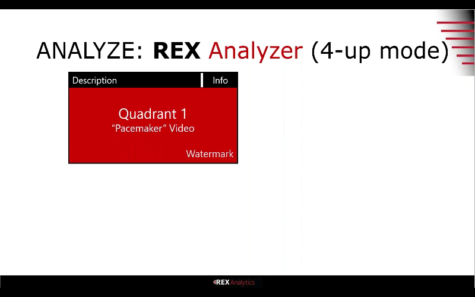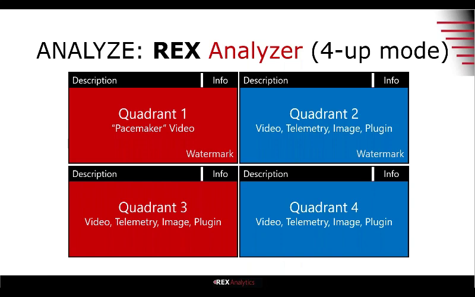And we start with a quadrant in the upper left corner. This is our pacemaker video. So this is a video stream that acts as the timer. And we add more videos or more data to this pacemaker video in the other quadrants. So there's quadrant 2 in the upper right corner, then quadrant 3 and 4. In most cases, we use quadrants 1 and 2 for videos and quadrants 3 and 4 for telemetry data.